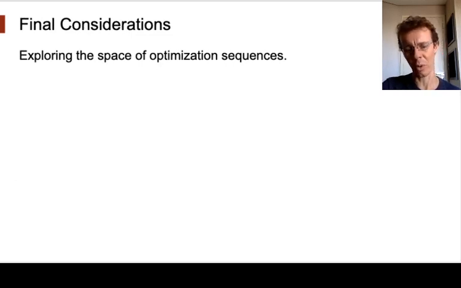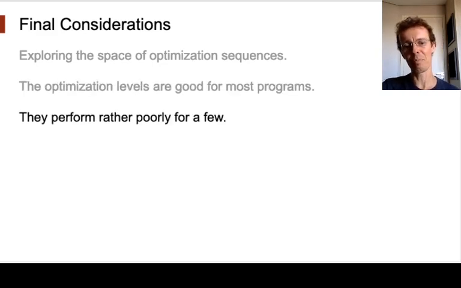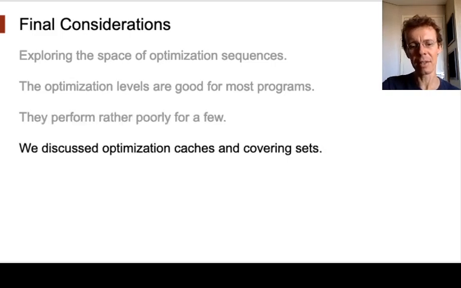And so we have explored the optimization space of LLVM 10.0 that's guided by this objective function that tries to minimize code size. Among the insights that we have acquired in this exercise, we mentioned the observation that the default optimization levels available in the compiler, -OS and -OZ, are good for most programs. However, they perform rather poorly for a few. Throughout the paper, we have discussed 2 strategies to improve our default levels: the optimization caches and the covering sets.